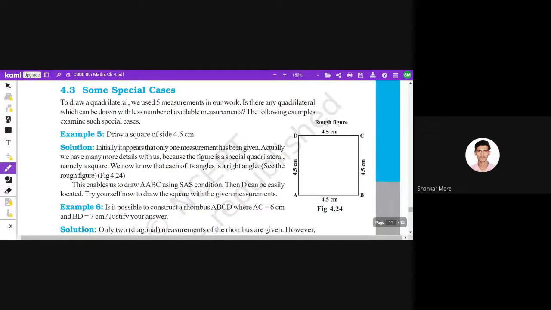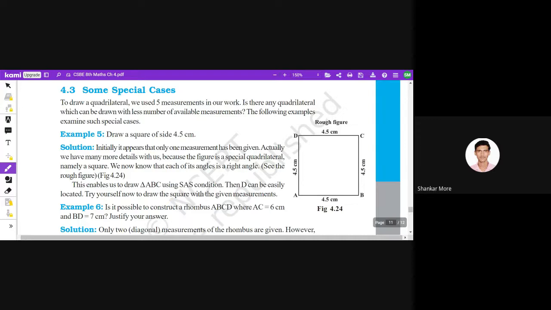Now we have only one measurement here, right? We have only one measurement here, but actually we have 8 measurements here. How? First thing, we have to draw a square. That means its 4 sides are going to be equal. तो एक साइड का मेजर अगर 4.5 सेंटीमीटर दिया है, सो एक्चुअली 4 साइड का मेजरमेंट दिया है, राइट? सो इट इज 4.5, 4.5, 4.5 एंड 4.5. 4 साइड का मेजरमेंट हमें मिल गया.